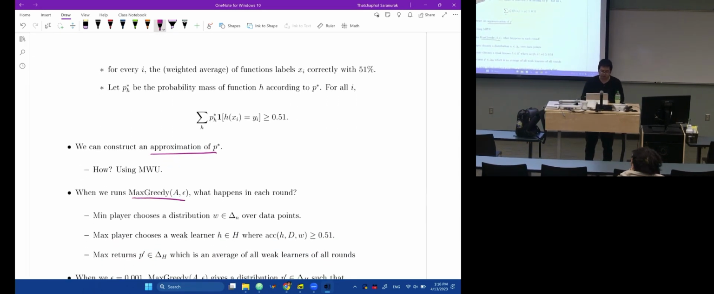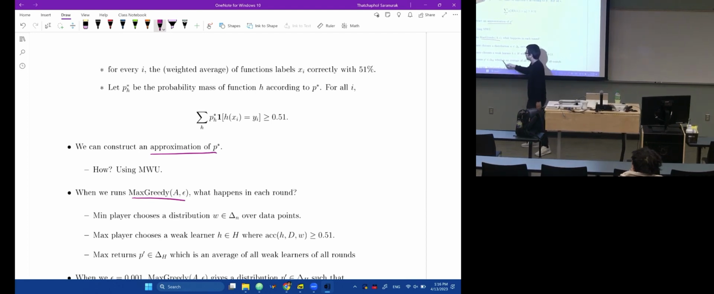If you use the max greedy algorithm, then what happens in each round? Well, the min player will choose a distribution of data points, right? Then the max player will be greedy and basically choose some weak learner that is good for this distribution of data points. It will choose some weak learner h such that this is more than half. That must exist because we assume that, and the max player is just being greedy. That's what happens in each round.